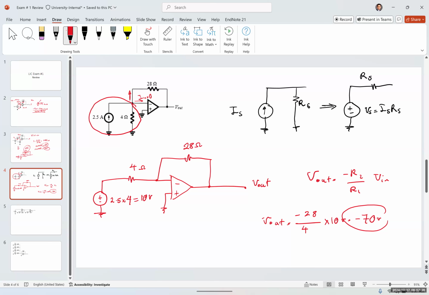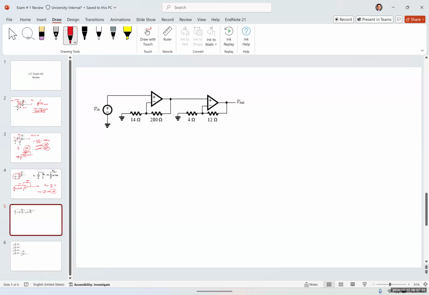Okay, did you write this down? Can I go to the next question? So for the next question, we have two connected amplifiers, and Vin in this is 2 millivolts. We want to find V out.